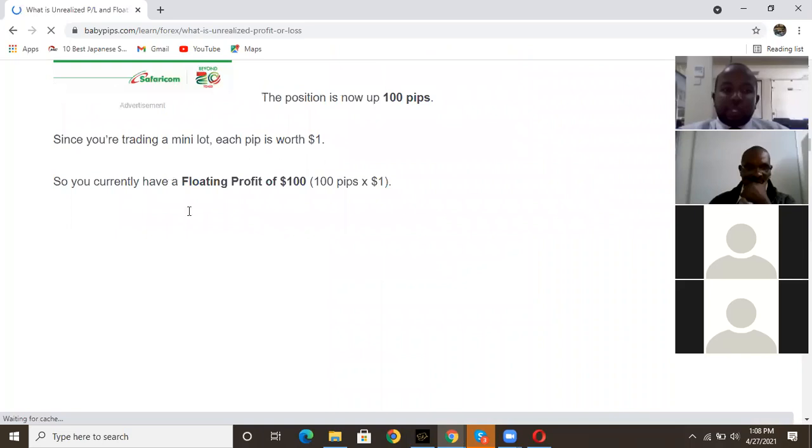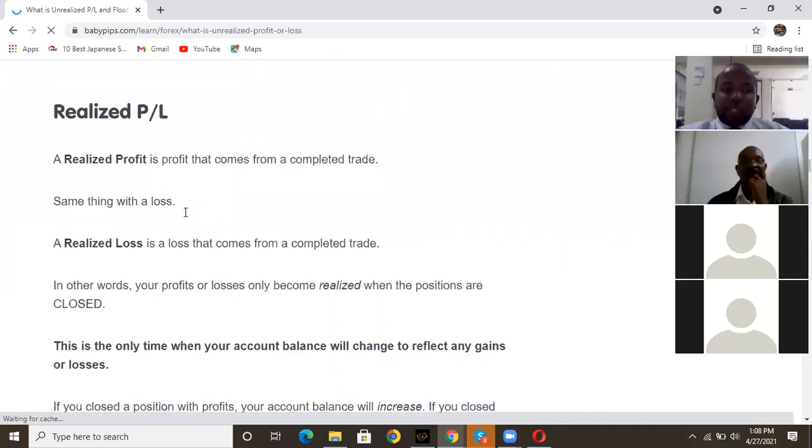Your realized P&L is what you have once you have closed a trade. This is a profit that comes from a completed trade. Same thing with a loss. A realized loss is a loss that comes from a completed trade. In other words, your profit or losses only become realized when the position is closed. Like these ones, which are already realized.